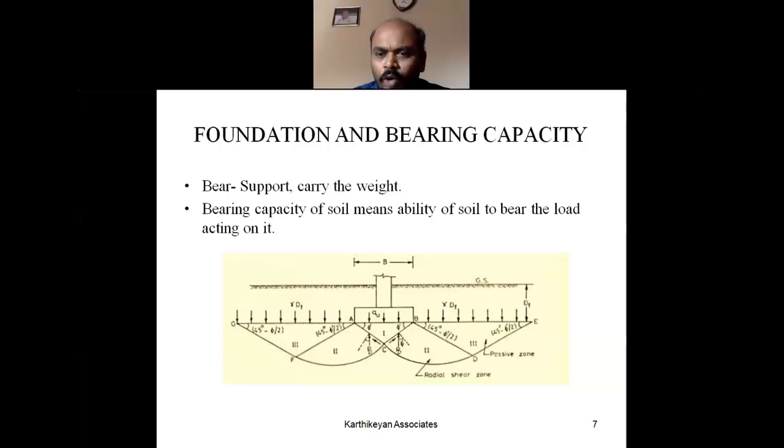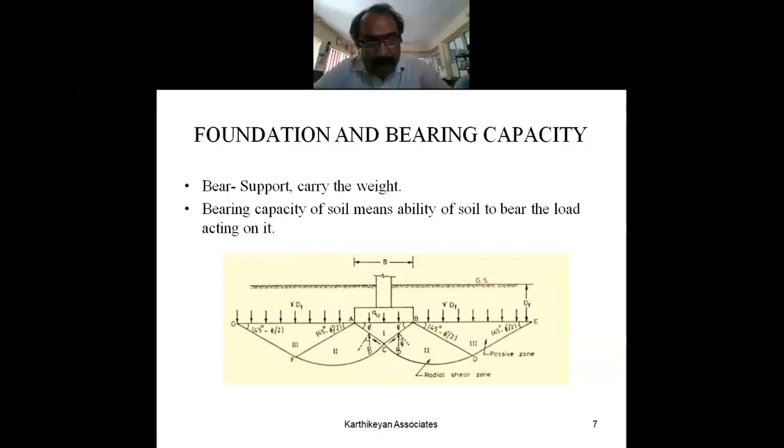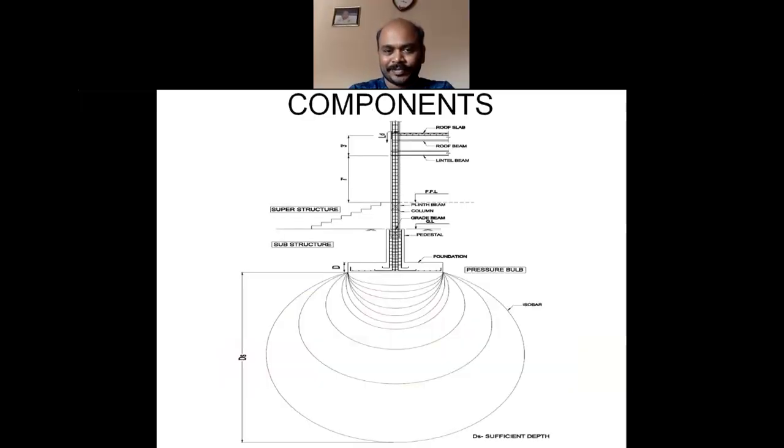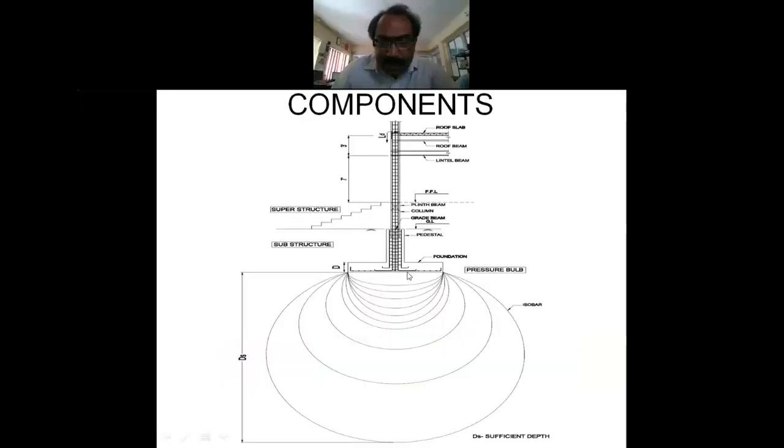Another question is how we will know whether the pressure bulb of the structure is encroaching into the neighbor's site. Yes, this is B. This is B by 2. This is B by 2. This is 2 times B. You can approximately arrive at it.